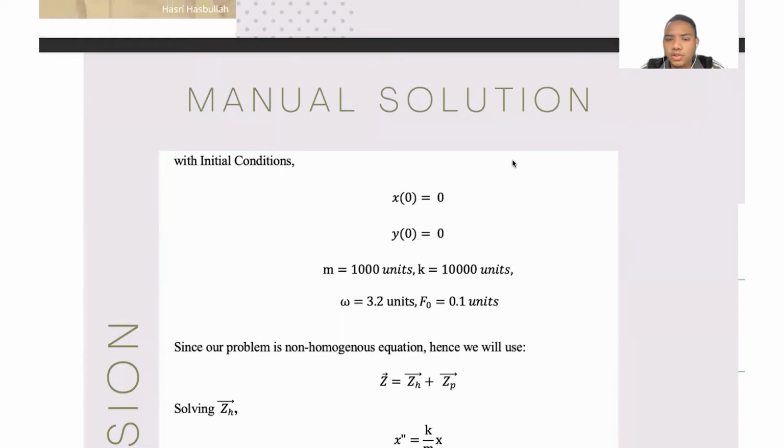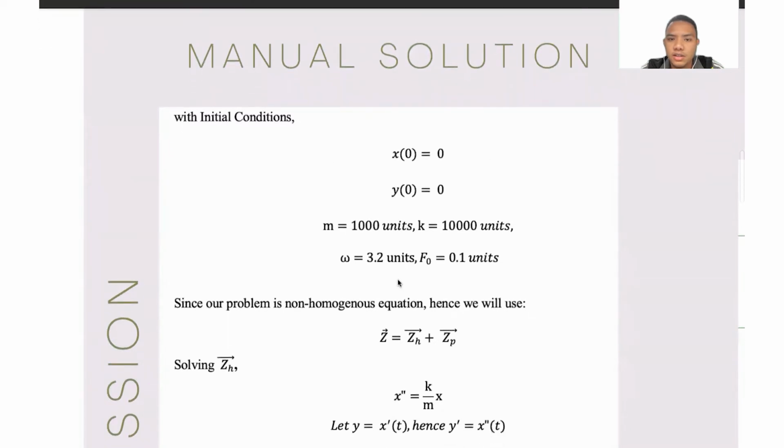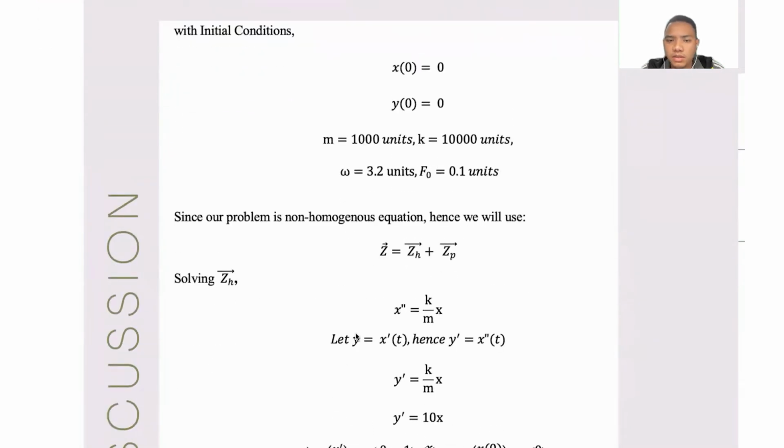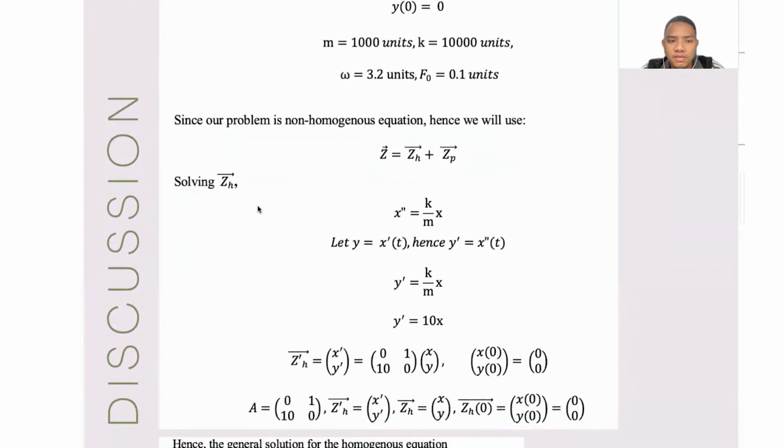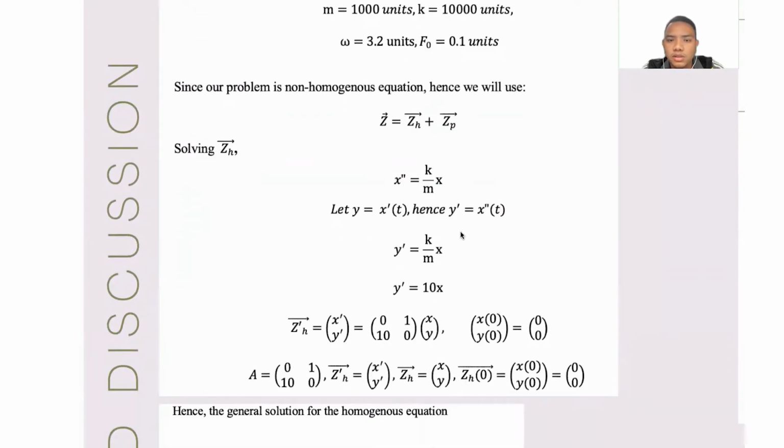So for the manual solution, as given the initial condition, our problem is a non-homogeneous equation. So we will use this equation, which is vector z equal to vector z homogeneous plus vector z partial solution. For solving vector z homogeneous, we take the homogeneous part of the equation and then we derive it until we get all of this information.